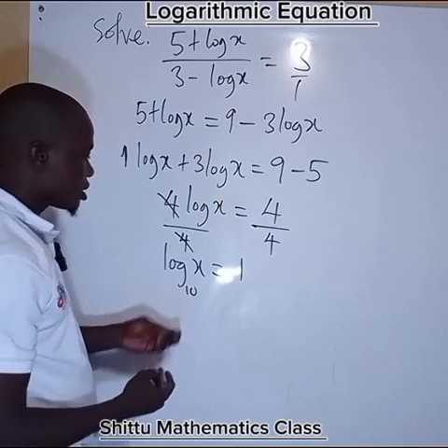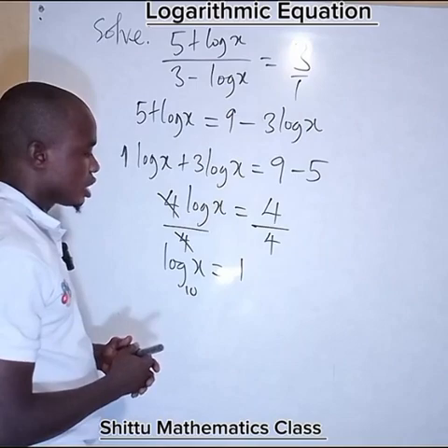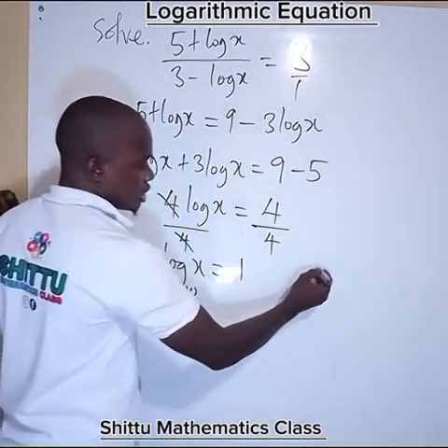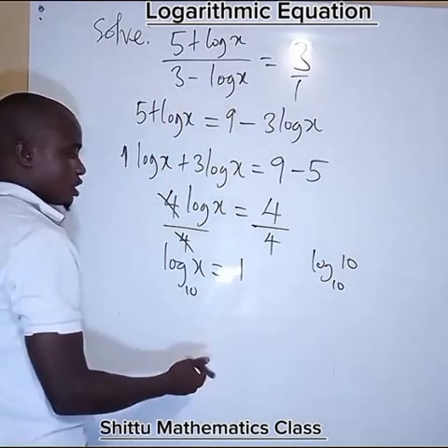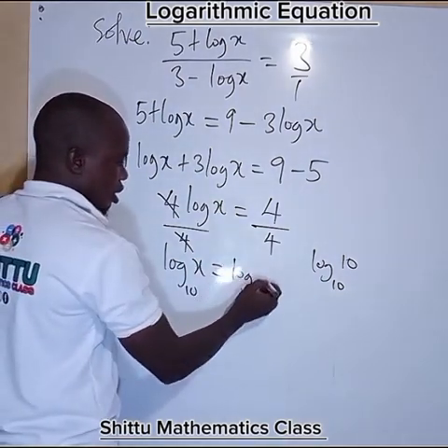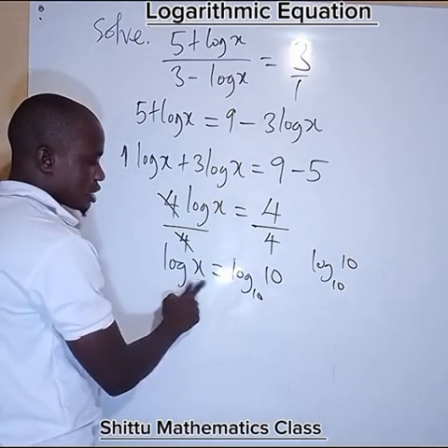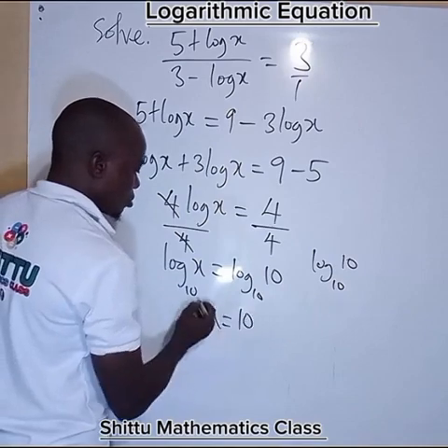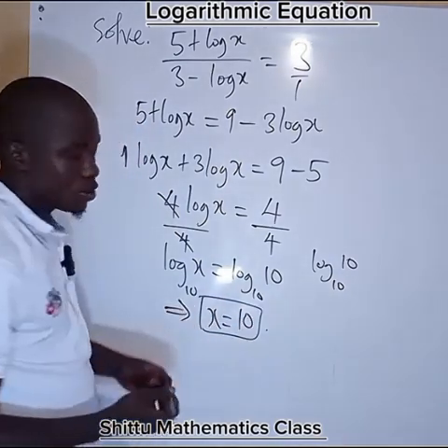Now writing this in exponential form, you know that log base 10 of 10 gives us 1, so we can rewrite this as log base 10 of 10. Now we have log base 10 of x equals log base 10 of 10. Automatically, x equals 10, and that's the solution. That implies that x equals 10.